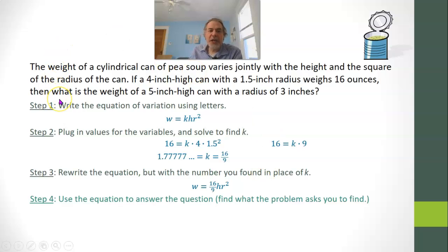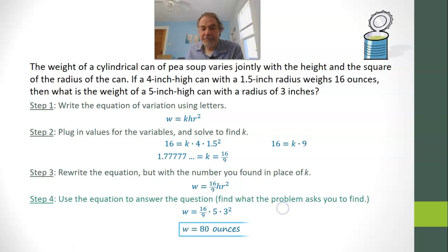Now to answer the question, what is the weight of a 5-inch high can with a radius of 3 inches? So if we put 5 for the height and 3 for the radius, that means W equals 16 over 9 times 5 times 3 squared. And when I calculate that, I get 80. So the weight would be 80 ounces.